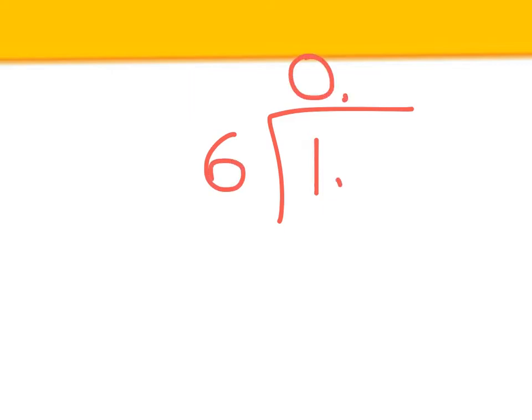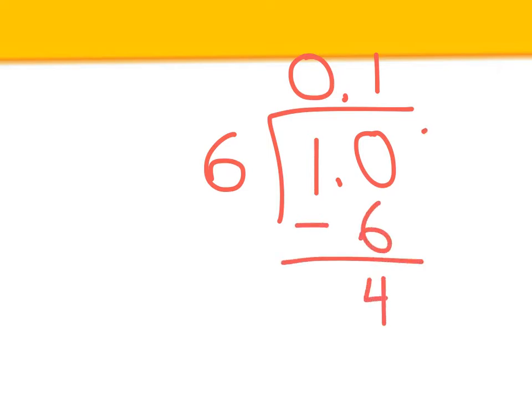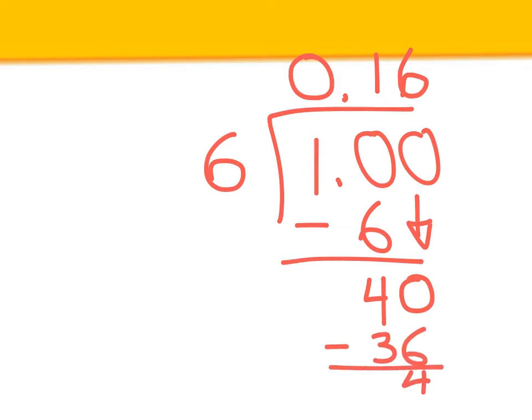So I can take 1 divided by 6. And I know that there are no 6s in 1. Okay, what about in 10? Well, there's one of them, right? 6 times 1 is 6. Subtract, I get 4. Bring down a 0. How many 6s are in 40? 6. 6 times 6 is 36. Correct? Oh, sorry, I missed that spot. 36. And it's 4 again.